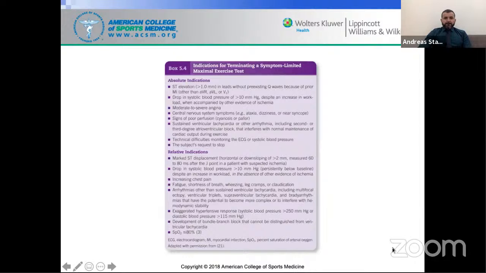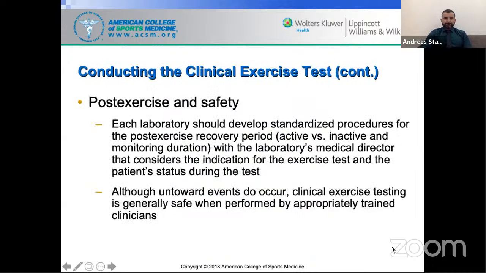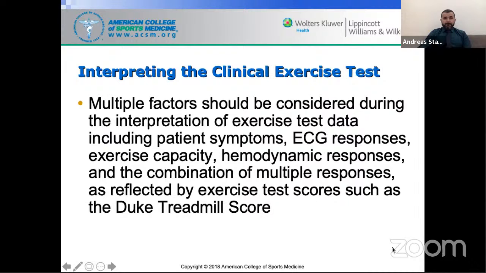Absolute indications are more important than relative indications. I'm going to talk about the ST elevation in a little bit because that is important. That's something I want you to remember. Of course, it is important to know the safety procedures during, but also after the test. And a lot of issues may happen right after the test. So we need to be ready and trained.